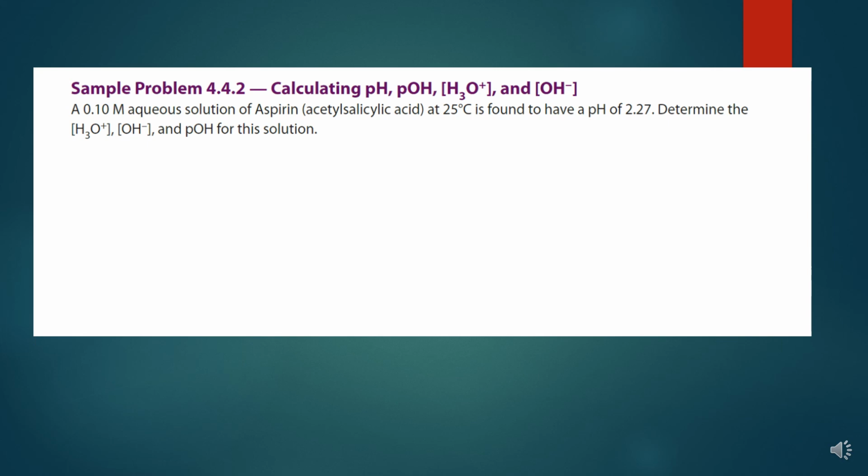Okay, a couple of last sample problems before we finish off today. So we've got a 0.1 molar aqueous solution of aspirin. So this is acetylsalicylic acid. At 25 degrees Celsius it is found to have a pH of 2.27. So looking first at this 25 degrees Celsius, we're not going to use that in our calculations, but what it tells us is that kW is equal to 1.0 times 10 to the negative 14, and it also tells us that pH plus pOH is equal to 14. So it gives us two pieces of the puzzle that we can use to connect this.